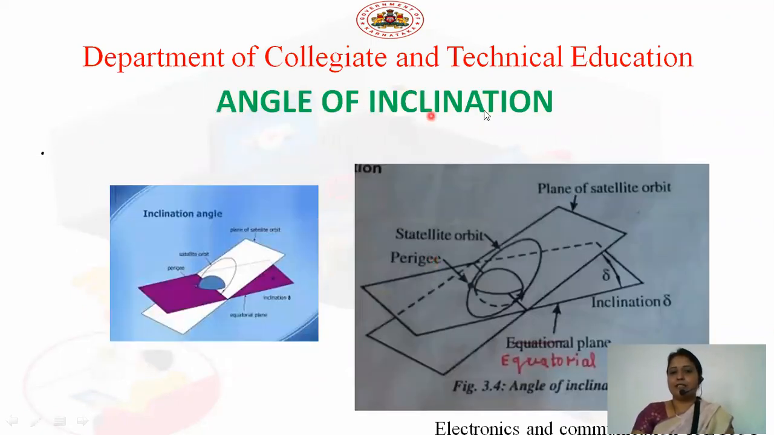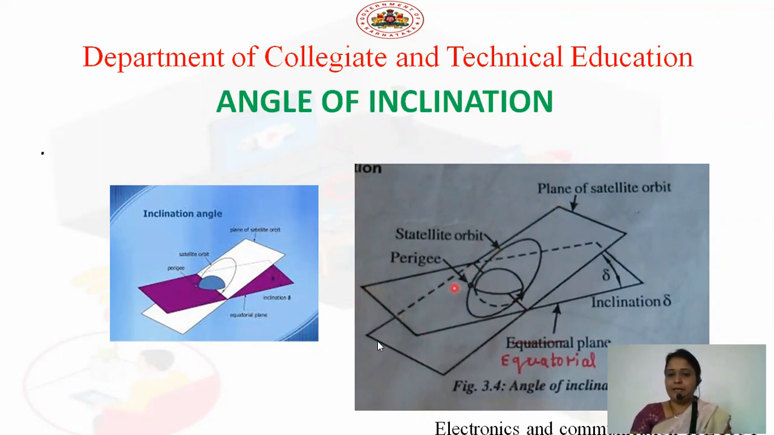Now the angle of inclination. What is the angle of inclination? If you observe here, this is the equatorial plane, which is drawn at the equator of the earth. This is the equatorial line, which divides the earth into two equal hemispheres, the line drawn along the latitude lines. Now this is the equatorial line and this plane represents the equatorial plane here.